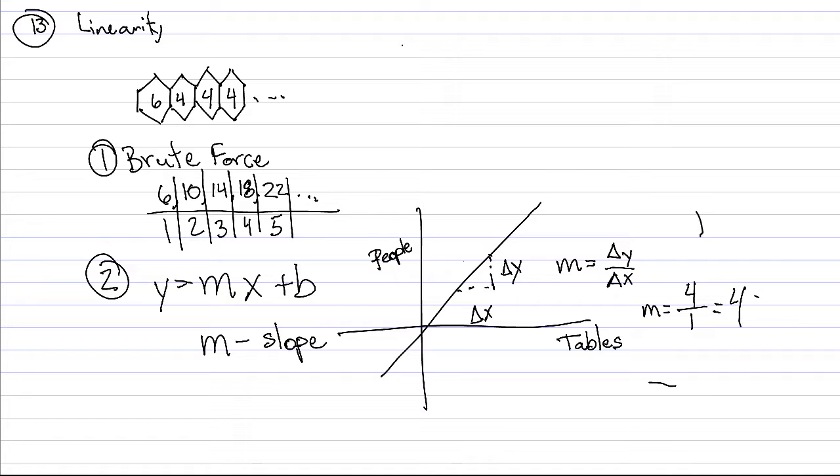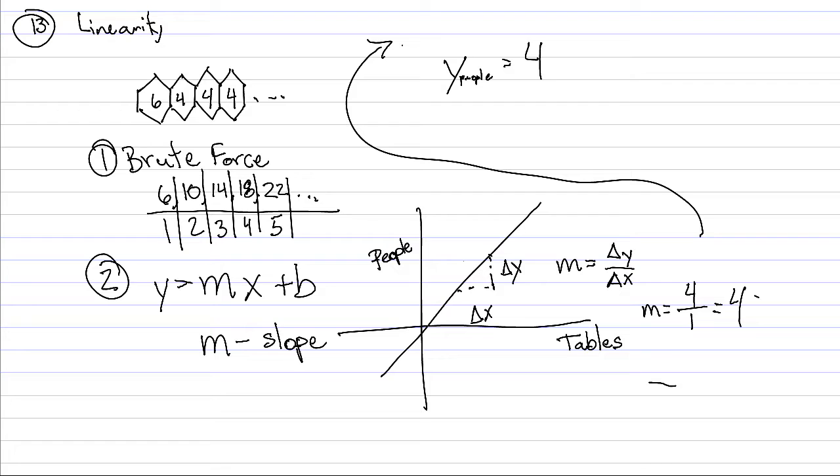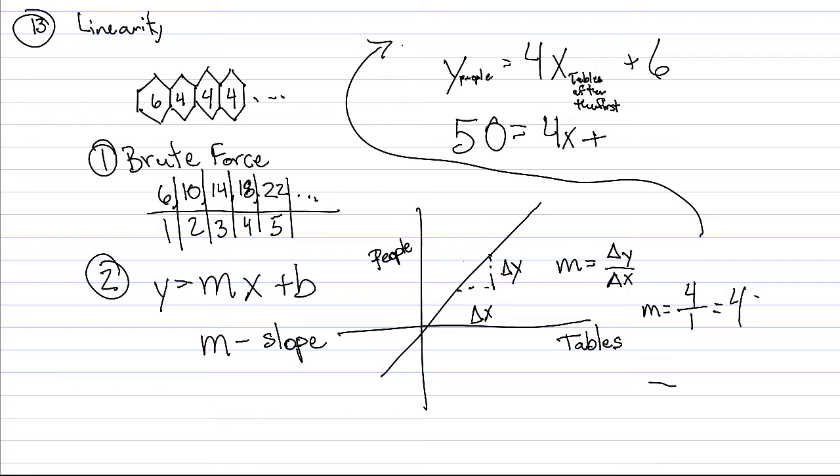So we'll say that y, which is people, equals 4x, where x equals tables after the first, plus 6. And so we know that 50 equals 4x plus 6, or that would be equal to 44 equals 4x, or 11 equals x.